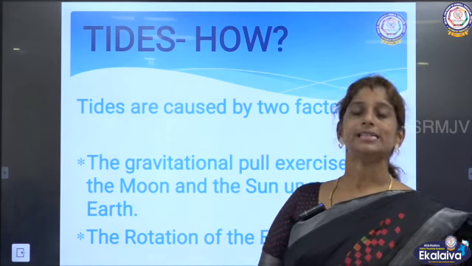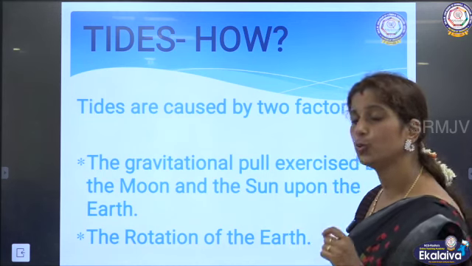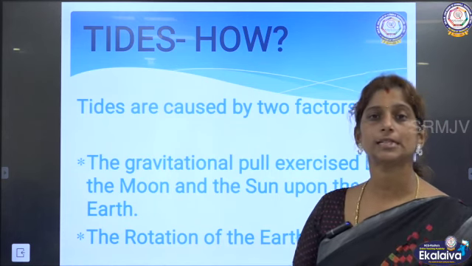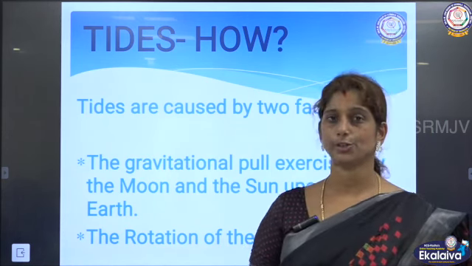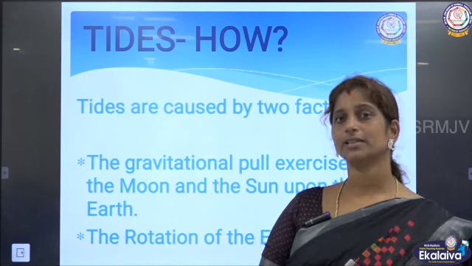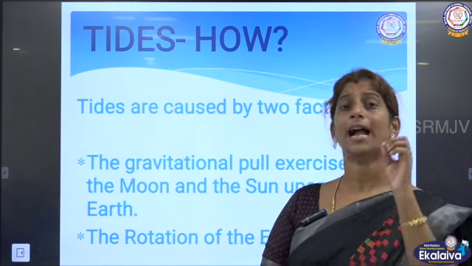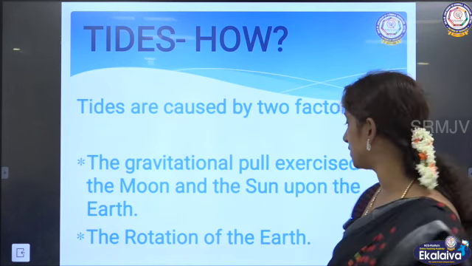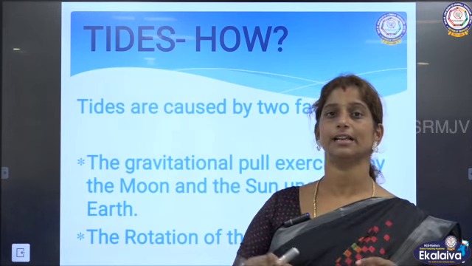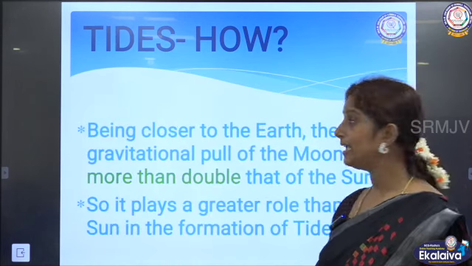Now how are these tides formed, right? So there are two important factors due to which tides are formed. One is the gravitational pull exerted by the moon on the surface of the earth. So the moon, as we know, revolves around the earth, right? So that exerts some gravitational force on the earth's surface, and that is how the tides are formed. And then the rotation of the earth. So as the earth rotates itself, the tides are formed. So we are going to see about that in detail now.